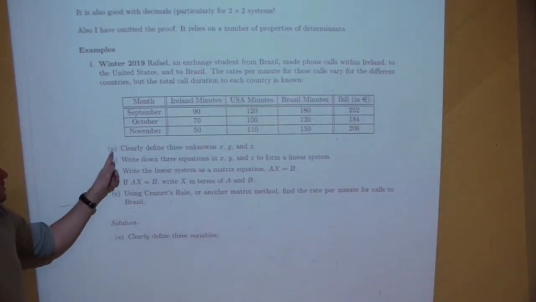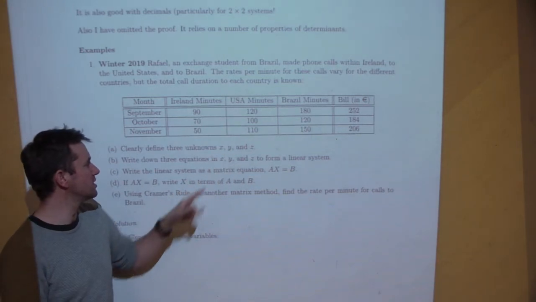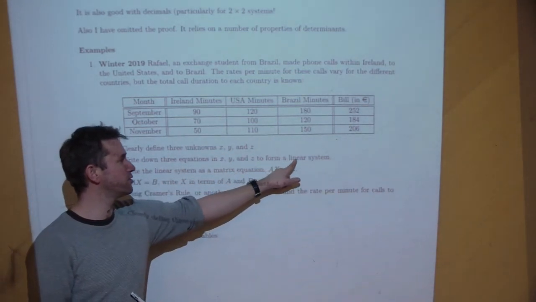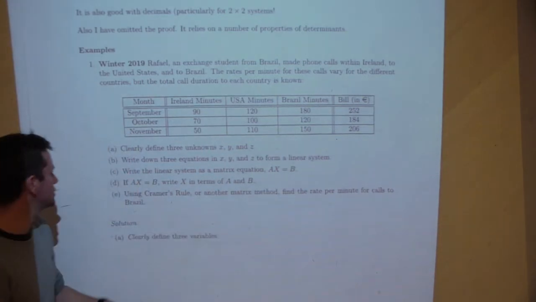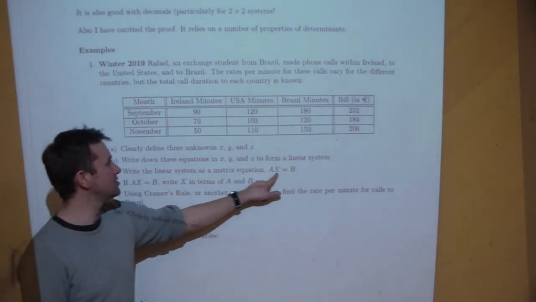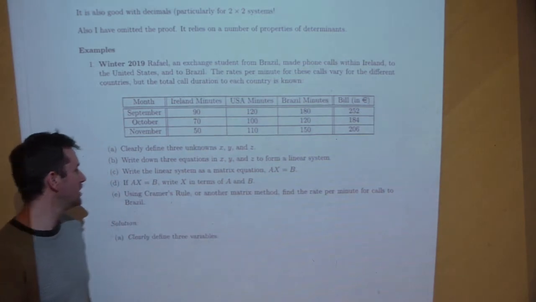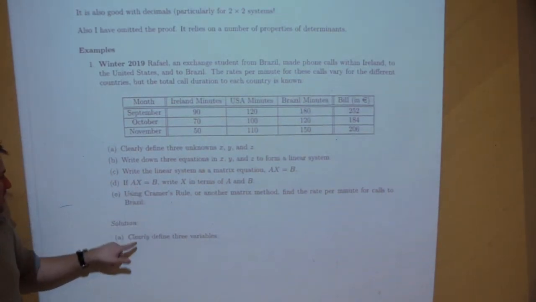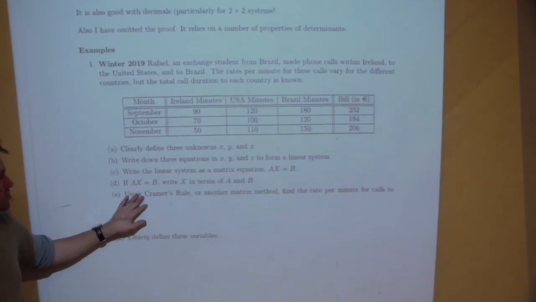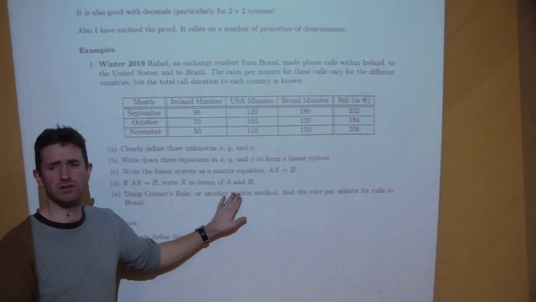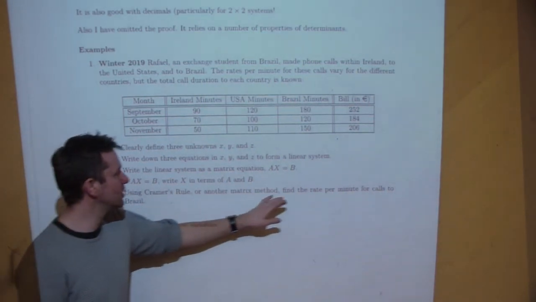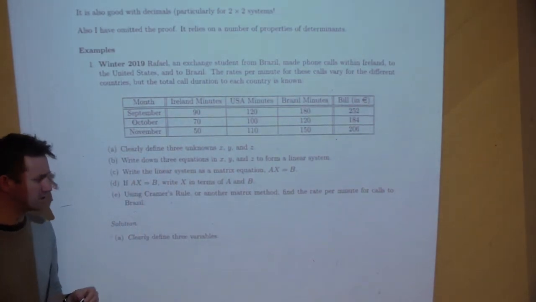Okay. Clearly define 3 unknowns x, y, and z. We'll get back to that. Write down 3 equations in x, y, and z to form a linear system, simultaneous equations. Write the linear system as a matrix equation. If Ax is equal to b, write x in terms of A and b. We'll get to that. And then at the very end, use Cramer's rule or another matrix method. You don't have any other ones because you don't know how to find the inverse of a 3 by 3. Find the rate per minute for calls to Brazil.